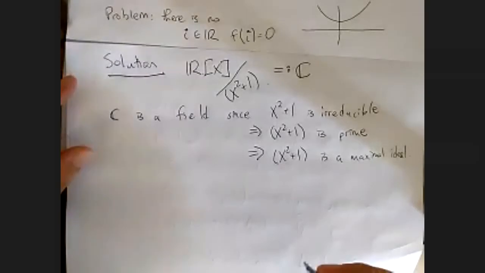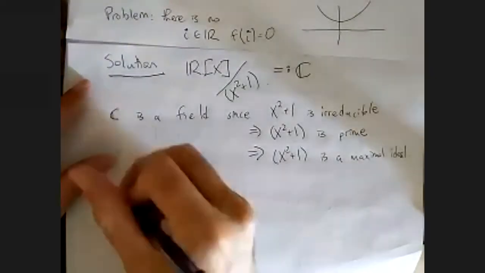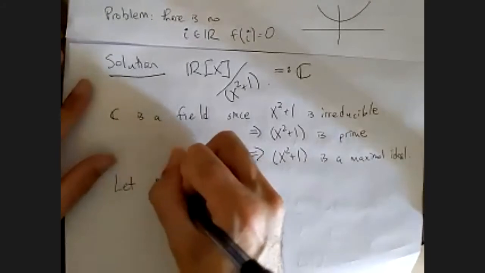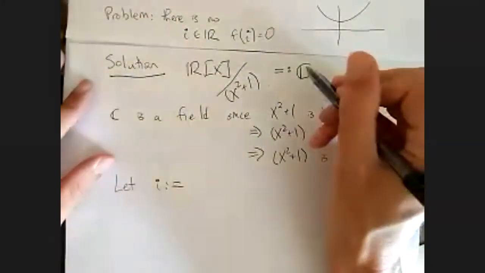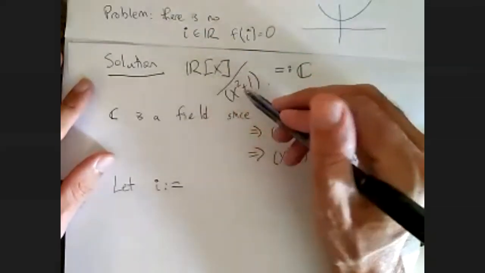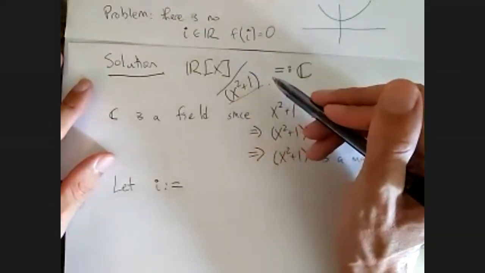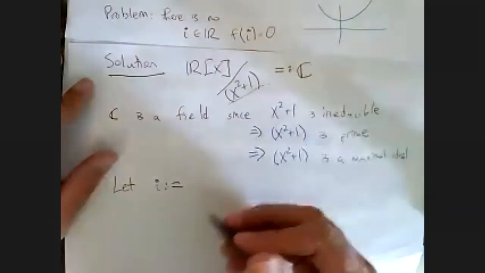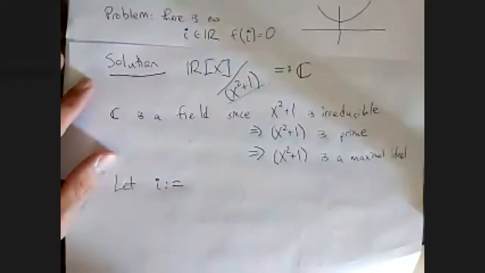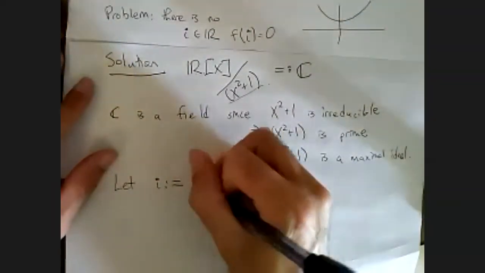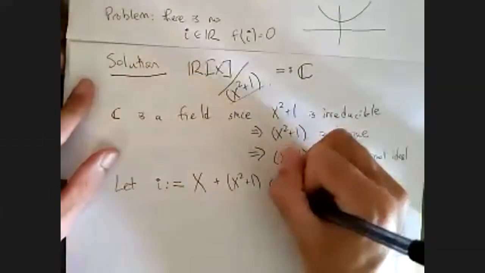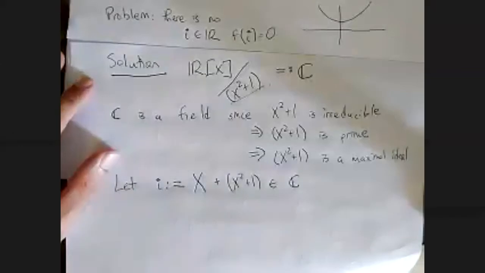We've defined the complex numbers as the polynomials with coefficients in R modulo the ideal generated by x squared plus 1. I'm going to define a complex number. In this quotient, it's going to be the coset of x modulo x squared plus 1. So this is a complex number.